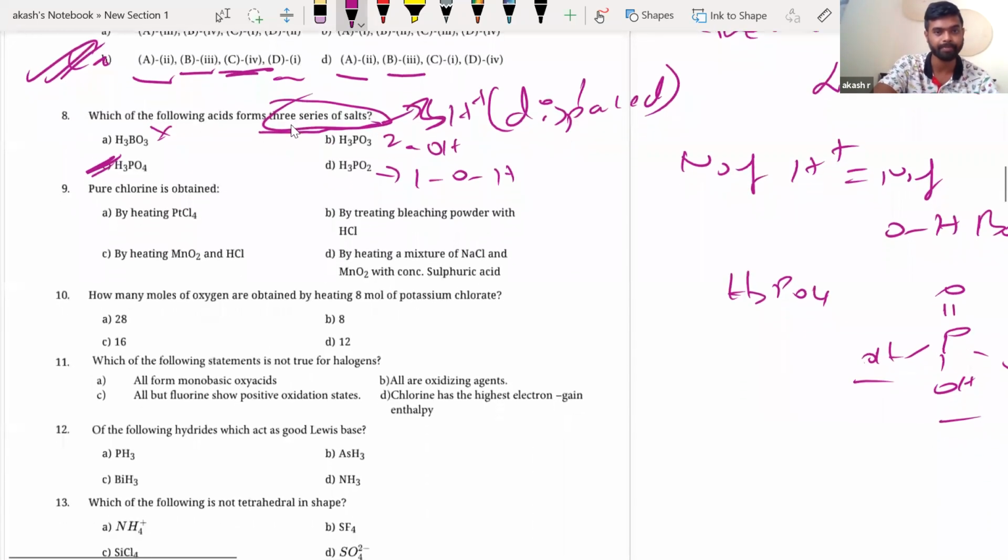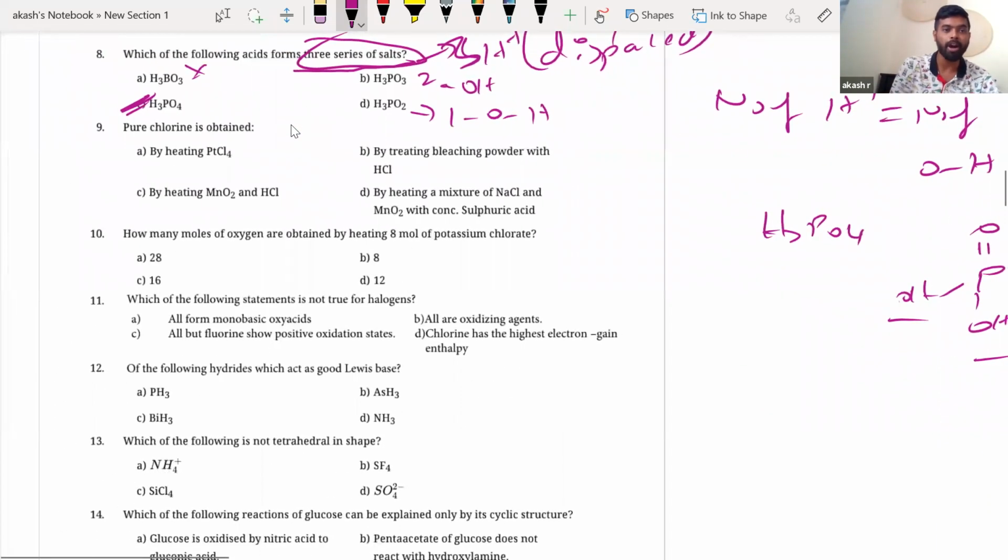Okay, next. Pure chlorine is obtained by which one? Right, these are not theory questions, right? I think if you look into your textbooks, you'll be able to find the answers. What is the answer given to this question in the book? Heating PtCl4, sir?